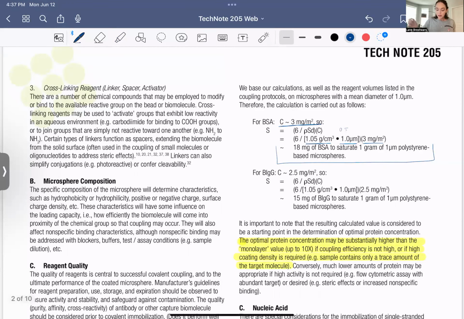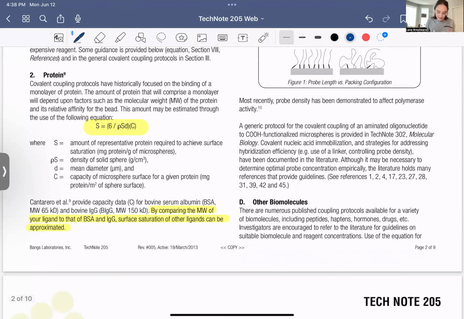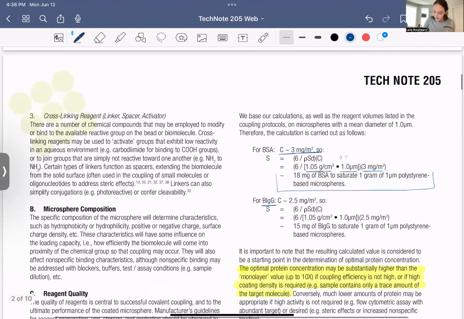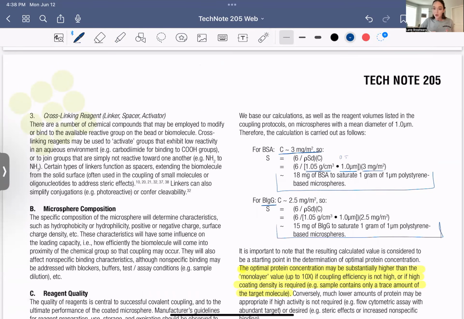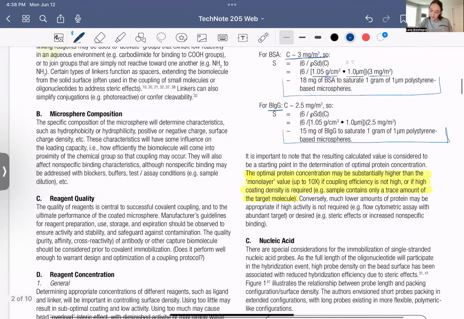For a larger molecular weight protein, such as this one, if we compare the sizes, BSA is 65 kilodaltons and IgG is 150. So it's almost double. And you'll find that you just need to add slightly less. So it's correlated to size. It's not perfect. I'll emphasize that again. Yeah, here it says, and I highlighted this, it's important to note that the resulting calculated value is considered to be a starting point in the determination.